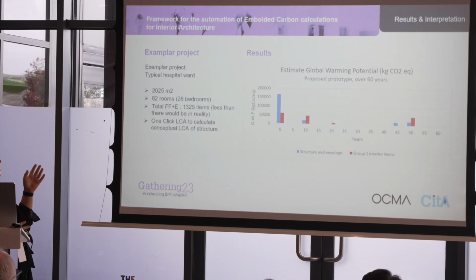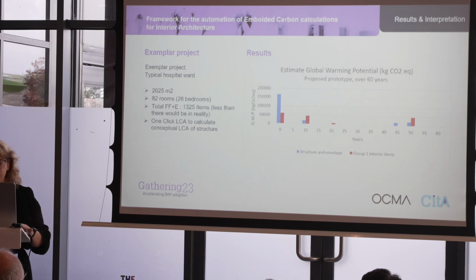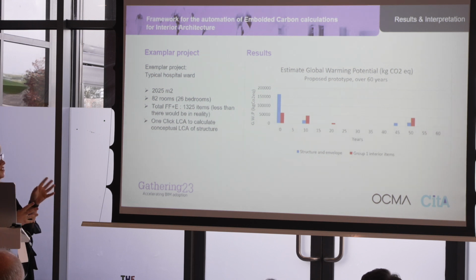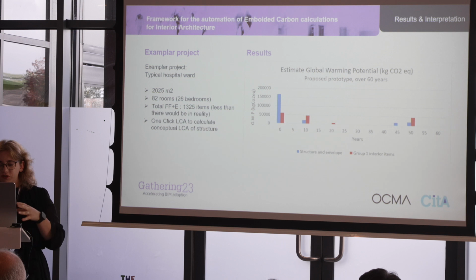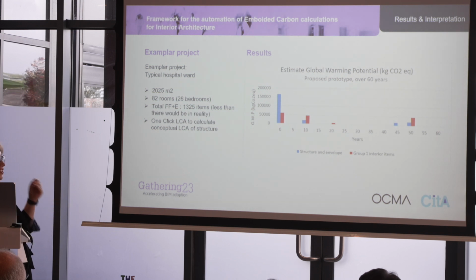So I tested this workflow in an exemplar project. I work primarily in healthcare, so I tested it on a typical hospital ward of 26 bedrooms. In this project, there were 1,325 FF&E items, so less than there would be in reality, but it was a good representation of what you would expect. It was challenging in some cases to find adequate EPDs, especially for specialized equipment. So in some cases, generic data was used.